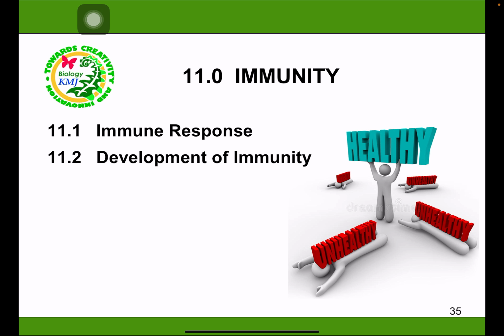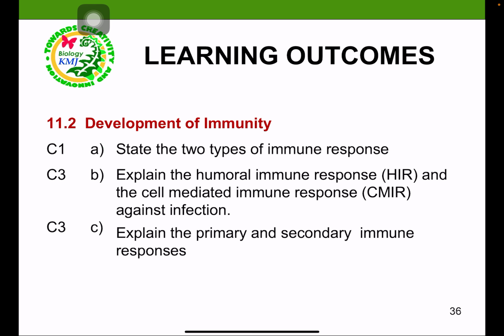All right, guys, done for 11.1. Now we go further to the second subtopic, the development of immunity. The learning outcomes for 11.2, development of immunity: you have to know how to state the two types of immune response, explain the humoral immune response and the cell-mediated immune response against infection, and also explain the primary and secondary immune responses.